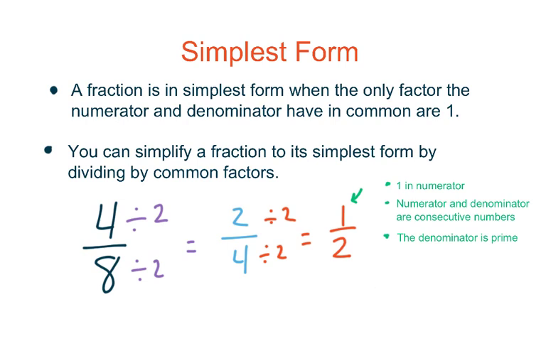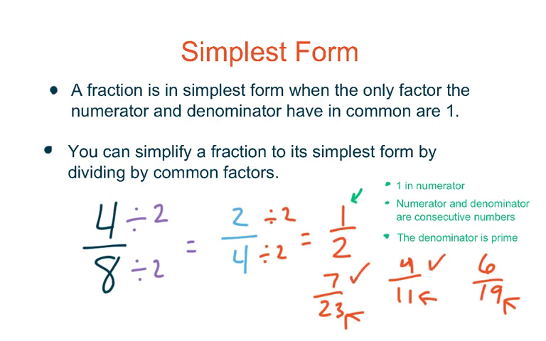But let's say you had a fraction like 4/11. 11 is a prime number. Or if you had a fraction like 6/19, 19 is a prime number. Maybe you even had something like 7/23. Well, 23 is a prime number. So if you have a prime number in the denominator, then these fractions are in the simplest form. These 3 hints can really help us figure out if fractions are in simplest form or not.